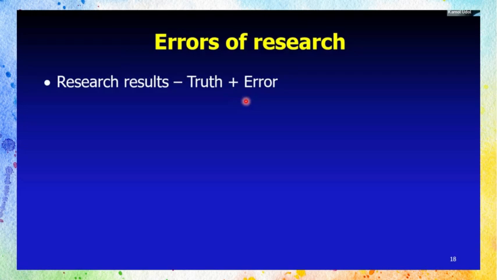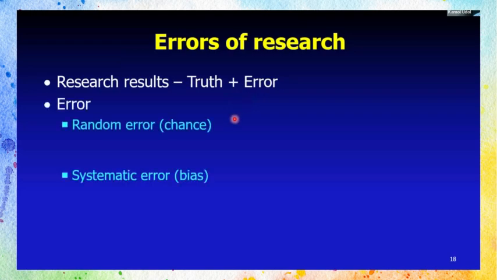There are two types of error in research. The first is random error, and we know it by the name of chance, ความบังเอิญ. And the second type of error is systematic error. We know it by the name of bias. So these are two errors that we have to consider when we look at the research results.